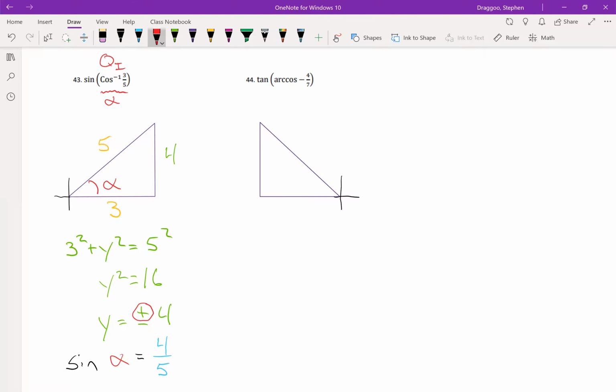Right. Into problem 44, the tangent of the arc cosine of negative 4 over 7. So now we're getting into negative angles and the reference angles that go with them. So I have the inverse cosine of a negative number, which means that this must be in quadrant 2 based on the restrictions for cosine inverse, which is why I've drawn this reference triangle in quadrant 2. I'll label that angle alpha, which should be that angle there measured from standard position.